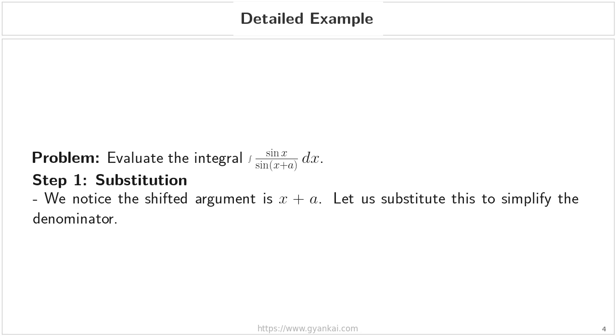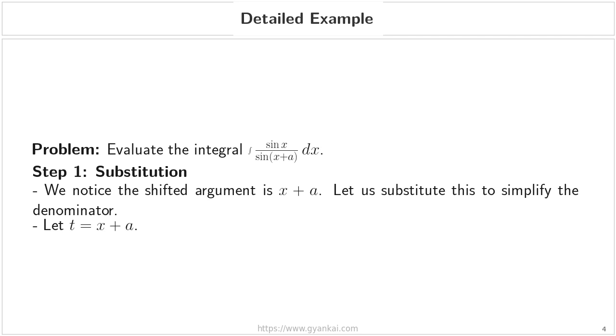Now, the first step, as outlined in our methodology, is to identify the shift. Looking at the integral, we can clearly see that the argument inside the sine function in the denominator, x plus a, is shifted compared to the sine x in the numerator. To simplify things, we're going to perform a substitution. We'll let t equal x plus a. This is a key step because it will allow us to rewrite the integral in terms of t, making it easier to handle.